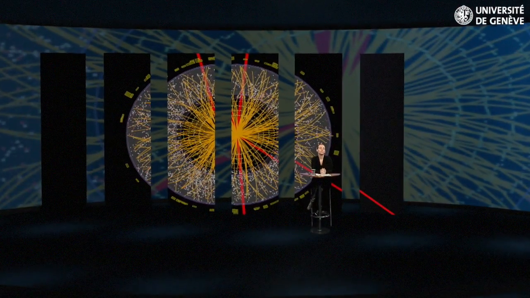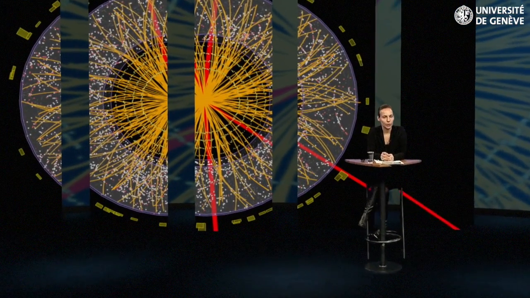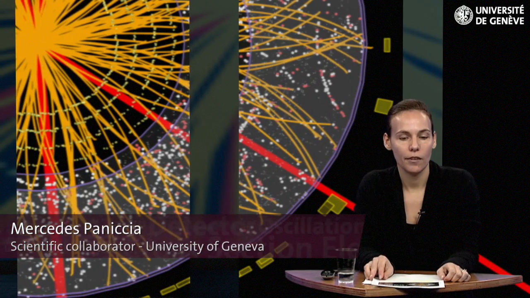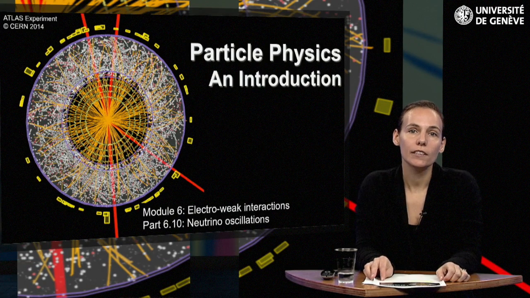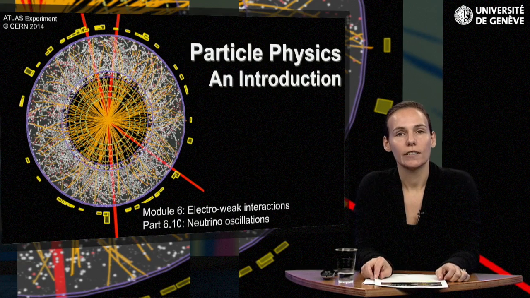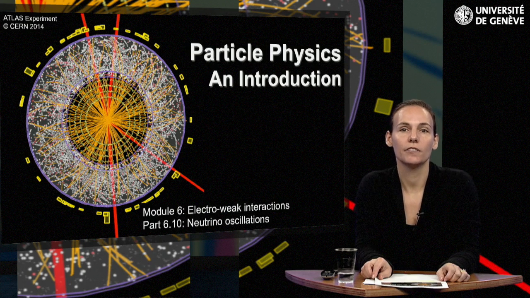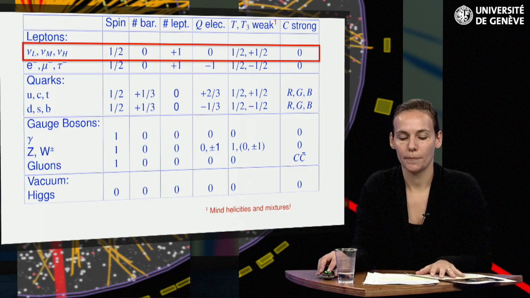In this sixth module, we are discussing weak interactions, and in this 10th video we will talk about oscillation between different neutrino flavors. After following this video, you will know how to describe the quantum mechanism of oscillation between neutrinos of different generations and the key methods used to detect such oscillations.